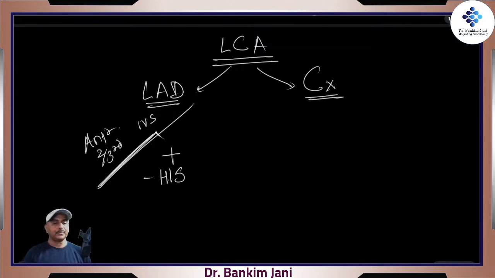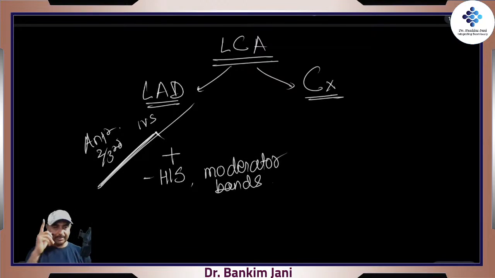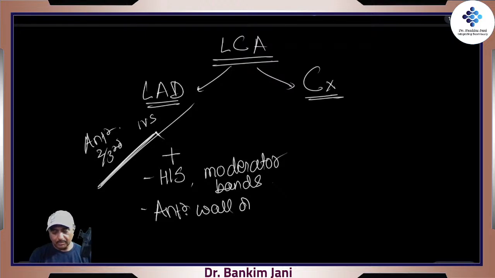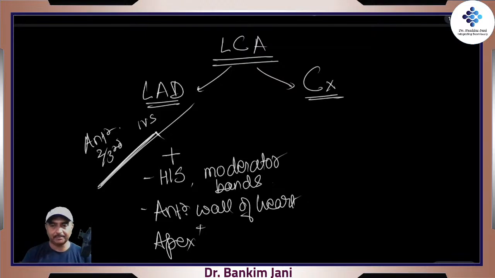So this means that the SA node and AV node are by the right coronary artery, and from that point onwards it is by the left coronary artery. So the bundle of His and the moderator bands, this was one of the questions, they are supplied by the LAD, plus the anterior wall of the heart and the apex, obviously the apex. What about the circumflex? Well, the widowmaker.